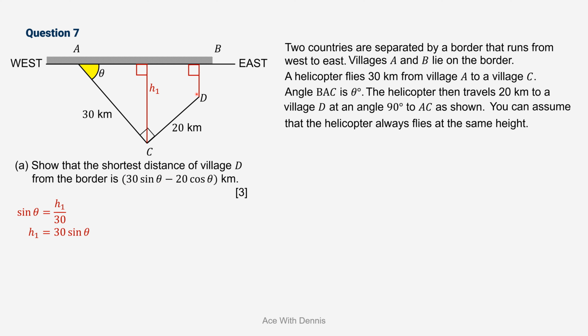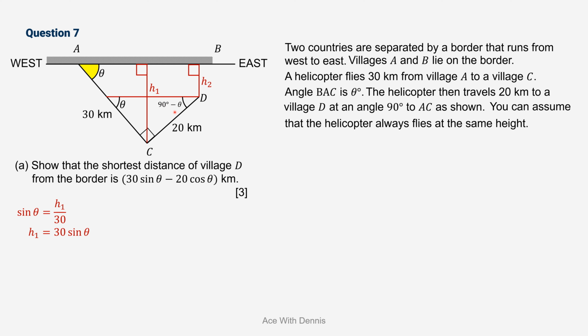Next, this is the distance that we want to find. The perpendicular distance from D to the border will be the shortest distance. So I label this as H2. And also, I draw a line from here. Then this line is parallel with this line. In other words, this angle will be the same as this angle because these are corresponding angles. After that, this angle will be 90 minus theta.